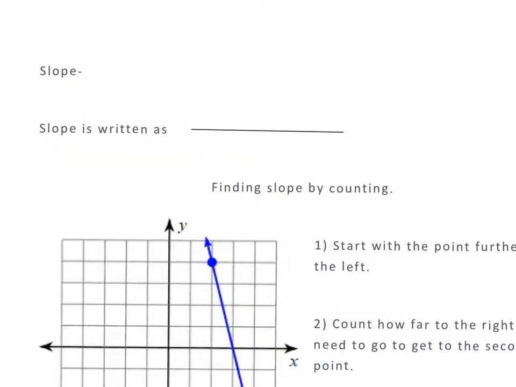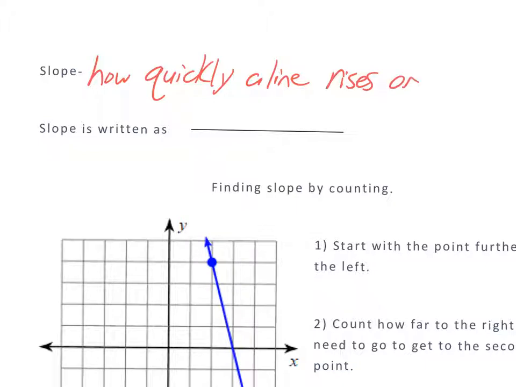Slope. Slope is how quickly a line rises or falls. So it's basically how steep it goes to go up or down. Slope can be written as rise, so going up and down, over run. So most of the time when I'm talking about slope, I always say, okay, what's my rise and what's my run? And then I just plug it in from there.